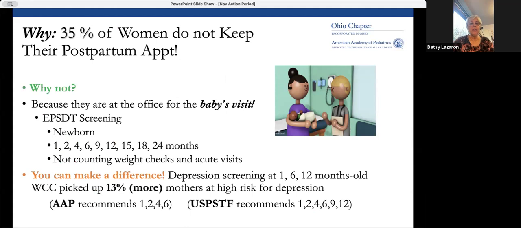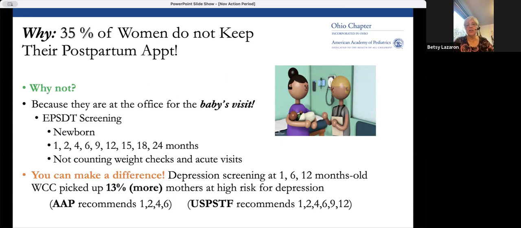Why are we as the baby's doctor taking care of this? Why not? Because they're at the doctor's office for baby visits frequently. The standard screening intervals are newborn 1, 2, 4, 6, 9, 12, 15, 18, 24 months. And that's not even counting all those weight checks and acute visits. So you can make a difference here.